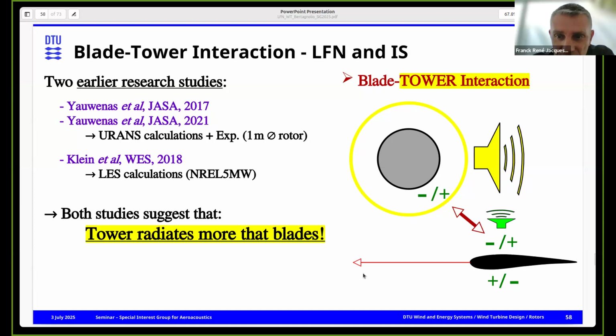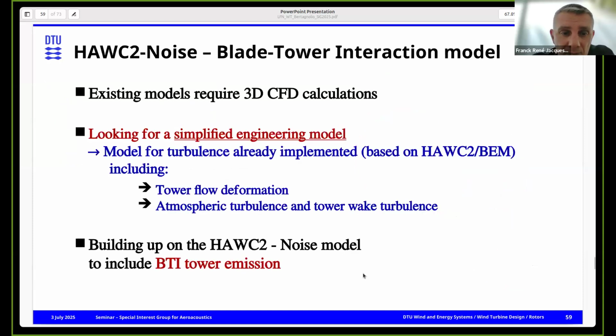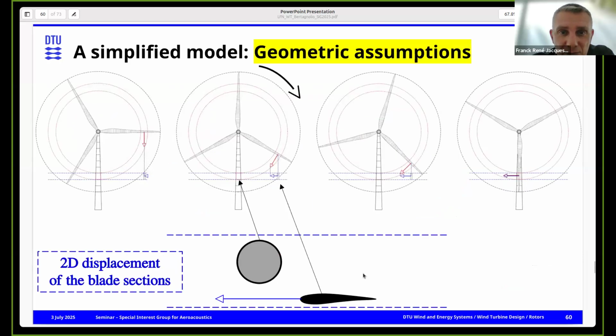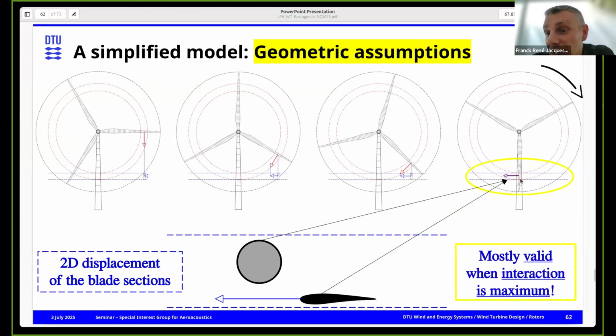So we decided to investigate that, and we again use our model, and I will show how it is set up. It's a very simplified model. We just assume that the airfoil is actually traveling on a horizontal line, parallel to the ground. So we just project the actual blade position to this line for each radius of the blade, and then it's moving. And actually, when the interaction is maximal, that's where this assumption is the best. So we believe that it's a relatively good assumption for a model like that.